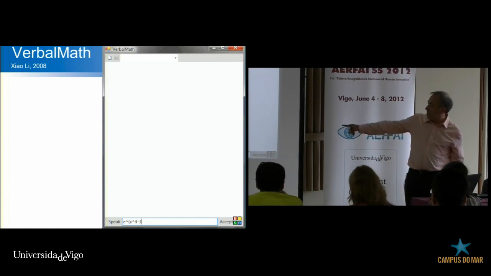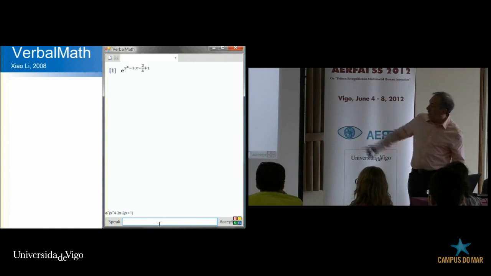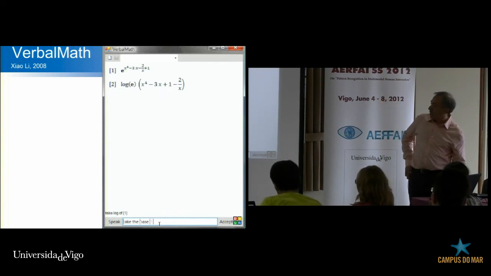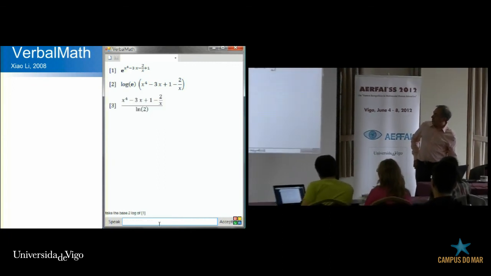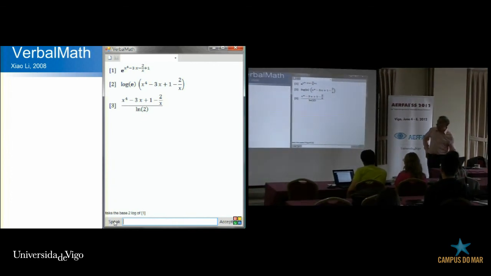So she's typing down there an equation, and it comes in pretty print form up there. So now she's describing in words what she wants. Take the log of 1. Wow, that happens. Or the base 2 log of 1. So the system knows. Take the natural log of equation 1.